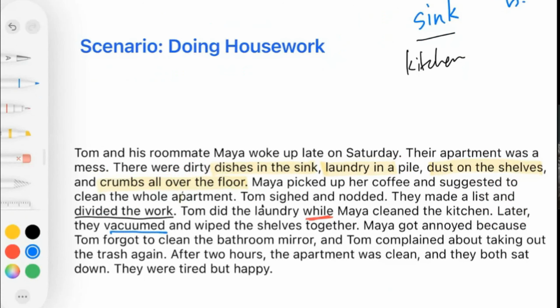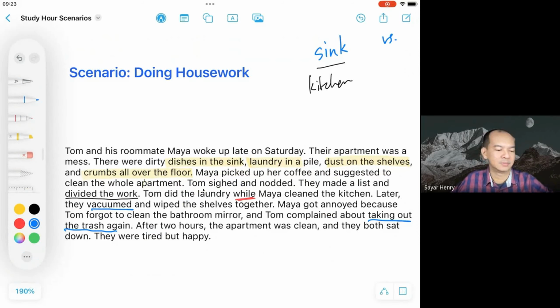So Maya got annoyed because Tom forgot to clean the bathroom mirror, and Tom complained about taking out the trash again. Now, another useful one. If you think of throwing the garbage, you throw the trash, that's not the natural usage in English. Native speakers always say take out the trash. So Tom complained about taking out the trash again. That means in the past Tom had been doing that multiple times, so he is not happy about that.